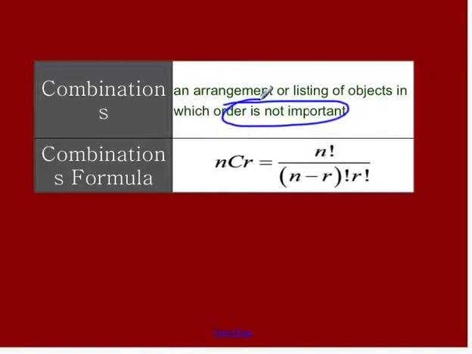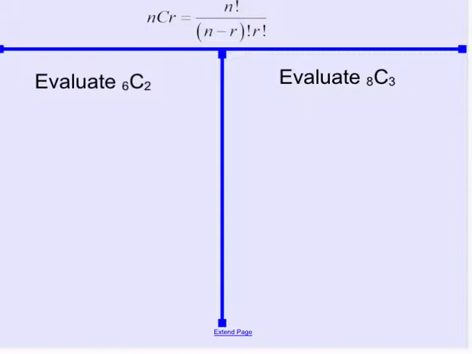So let's take a look at that combinations formula. We have n choose r is equal to n factorial divided by n minus r factorial times r factorial. What you're going to notice is this looks a lot like the permutations formula, except that there's that extra r factorial on the bottom. That r factorial is what makes it a combination, because there are going to be fewer choices. All right, let's take a look at number 1.